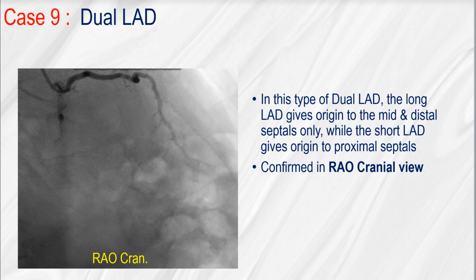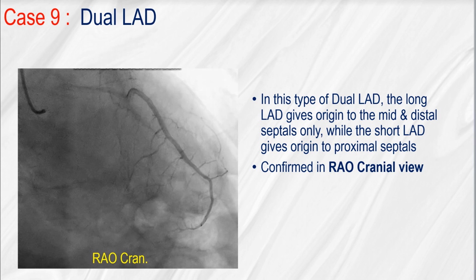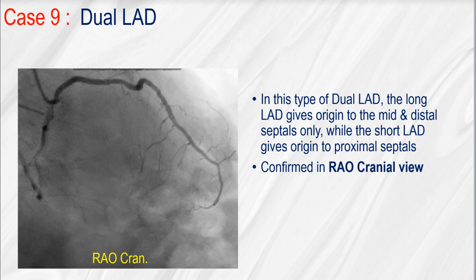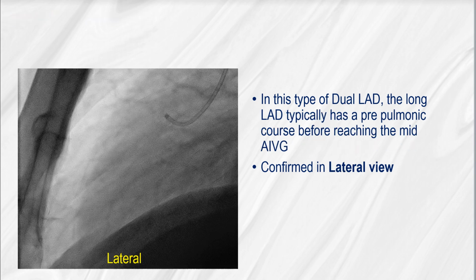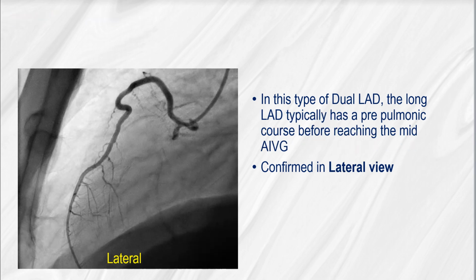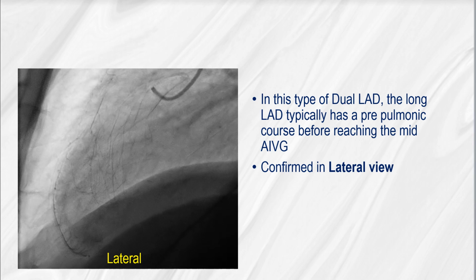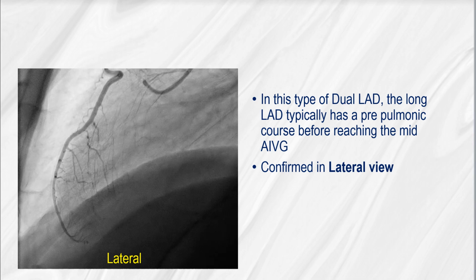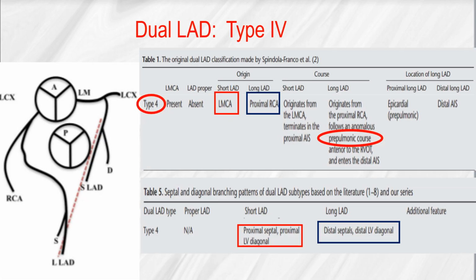In this type of dual LAD, the long LAD gives origin to the mid and distal septals only, while the short LAD gives origin to the proximal septals, confirmed in the RAO cranial view. In this type of dual LAD, the long LAD typically has a pre-pulmonic course before reaching the mid-anterior interventricular groove. This is confirmed in the lateral view. It is type 4 dual LAD.